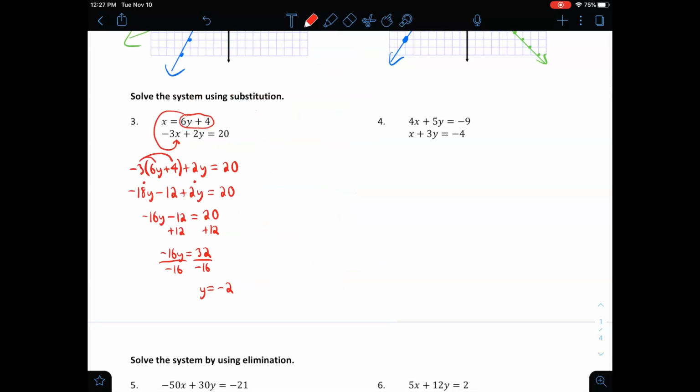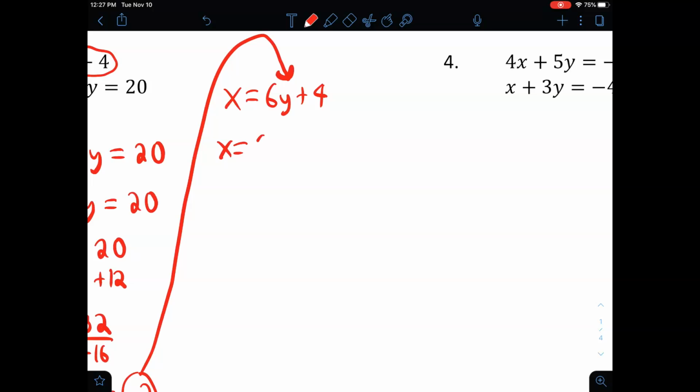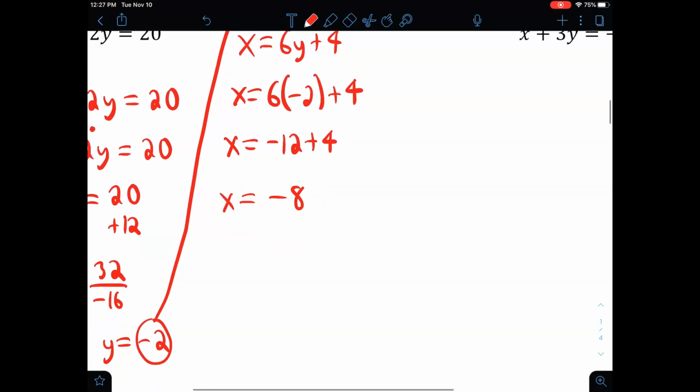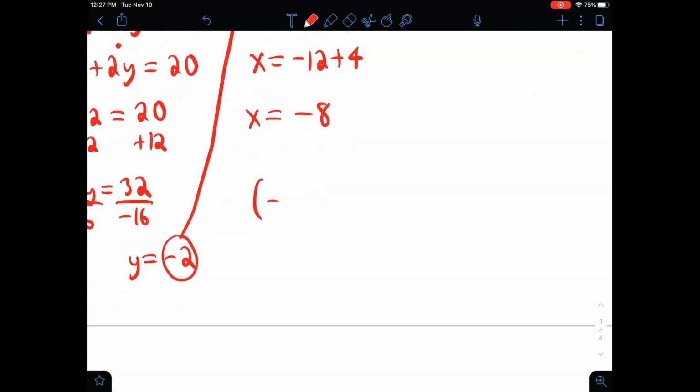Solutions to systems are where the lines cross, which means we need an ordered pair, which means we need an x and a y. So I'm going to plug into that other equation at the top there, 6y plus 4. We're going to plug in negative 2 for y. So we're going to get x equals 6 times negative 2 plus 4, which is negative 12 plus 4, which is negative 8. So our solution is negative 8, negative 2.